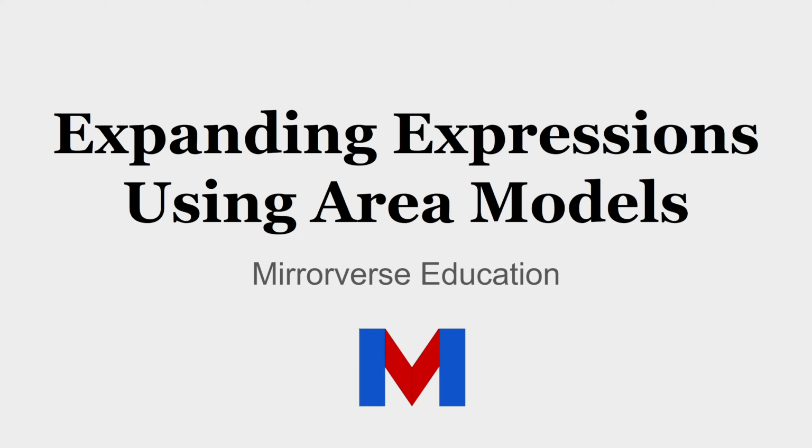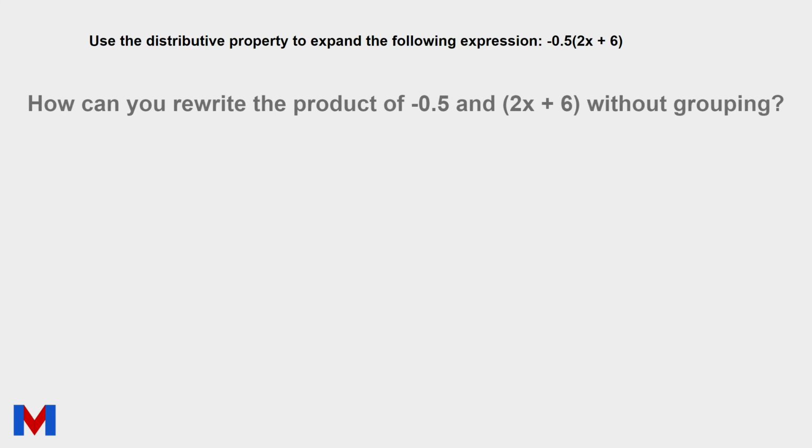Today we are expanding expressions using area models. Use the distributive property to expand the following expression, -5/10 times the quantity of 2x plus 6. This question is really asking us to rewrite the product of -5/10 and the quantity of 2x plus 6 without using grouping. That means we shouldn't really have any parentheses grouping terms together when we're all done.